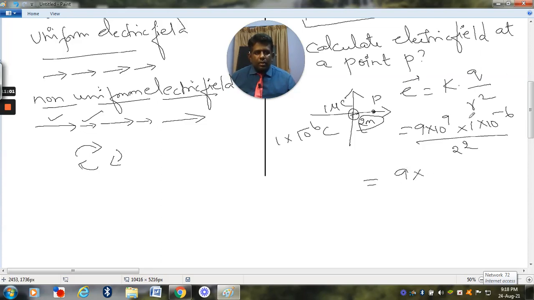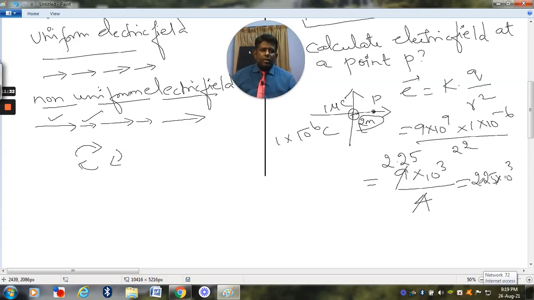9 into 10 power 9 into 10 power minus 6, you will get 10 power 3. When you add up 9 minus 6, you will get 3, divided by 2 square, which is 4. When you divide 9 by 4, you get 2.25. 2.25 times 4, you will get 9. Therefore, 2.25 into 10 to the power 3.